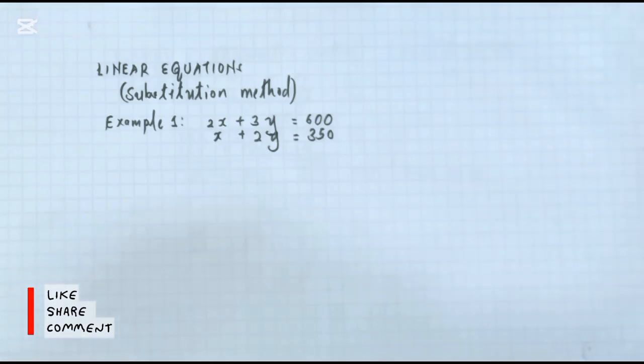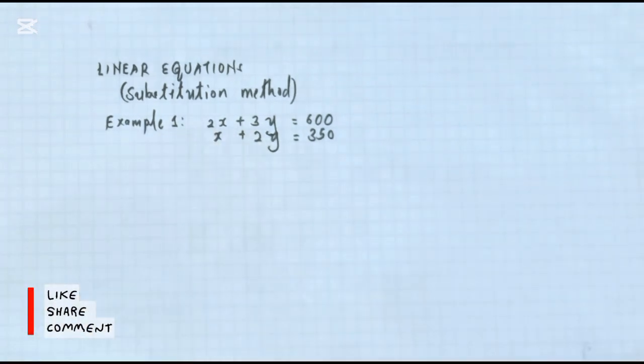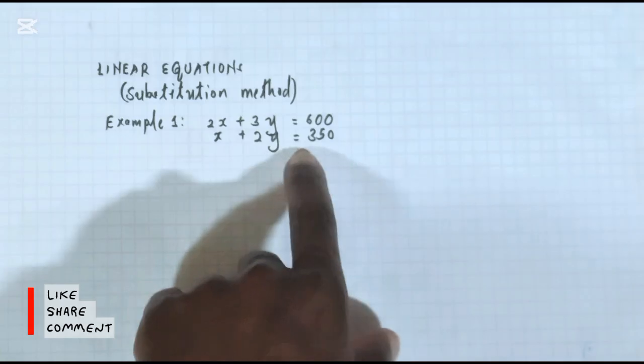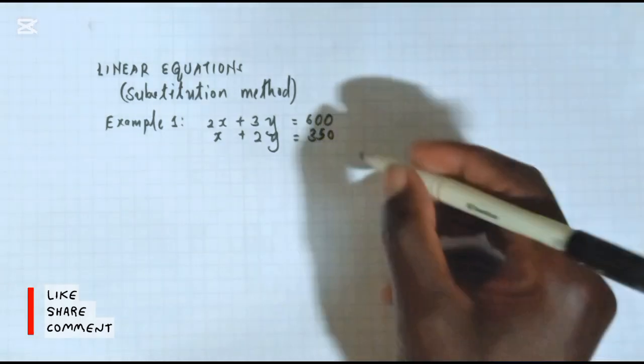Basically, as I said, simultaneous linear equations usually entail two unknown variables. In this particular case, we have equation 1 and equation 2 here, and the unknown variables are x and y. So why don't we try and solve this particular problem using the substitution method? The substitution method is very easy. Nothing complicated about it. Basically, we have two equations.